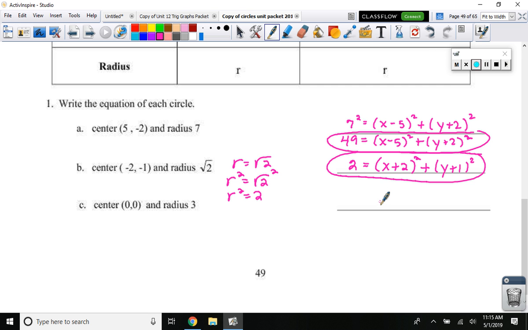Caitlin? Careful. What's the formula? 9. Then I wouldn't have any x's or y's, right? I just have a bunch of numbers. x minus 0 squared, which really becomes what? Right, x minus 0 is x, so x squared plus y squared.